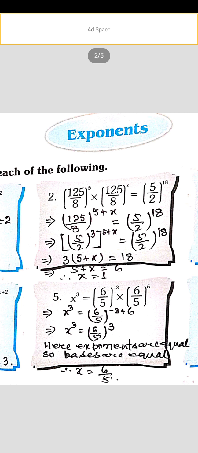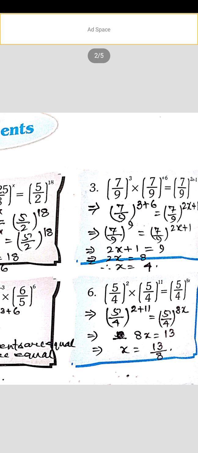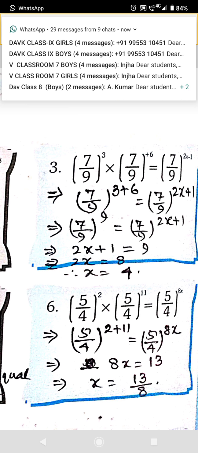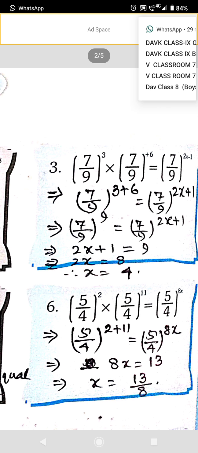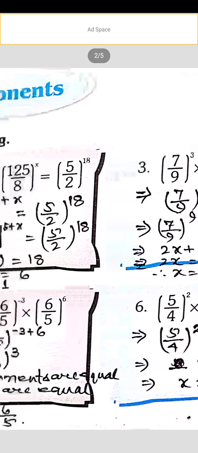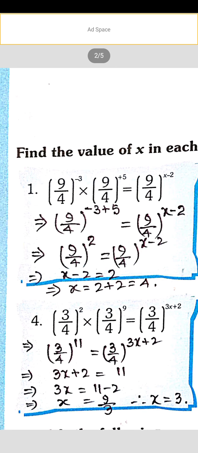Question number 3. (7/9) whole cube multiplied by (7/9) raised to the power 6. In LHS (7/9) raised to the power 3 plus 6, that is 9. So in RHS (7/9) raised to the power 2x plus 1, bases are same, so exponents are equal. 2x plus 1 equal to 9, or 2x equal to 9 minus 1, that is 8. Therefore x equal to 8 by 2. Therefore x equal to 4.